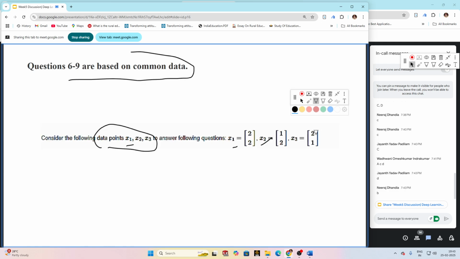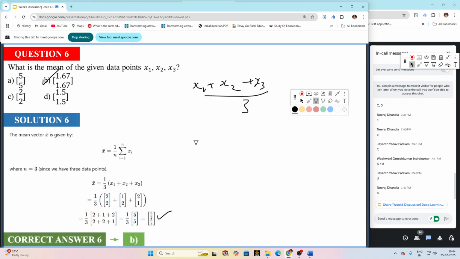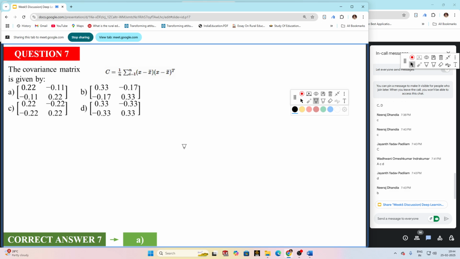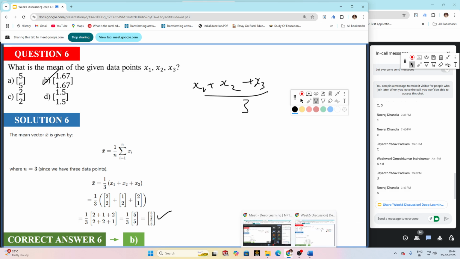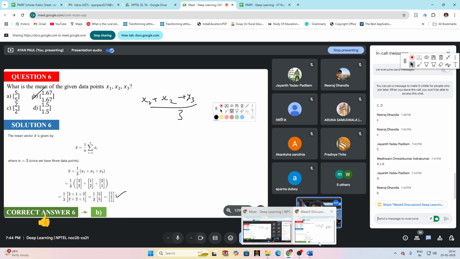2 plus 1 plus 2 is 5, and we have to divide by 3, so 5 by 3 will be your answer, and 5 by 3 is 1.67. So option B is your answer. Is it clear to all of you how we are finding the mean? Okay, sir, I think it is clear.